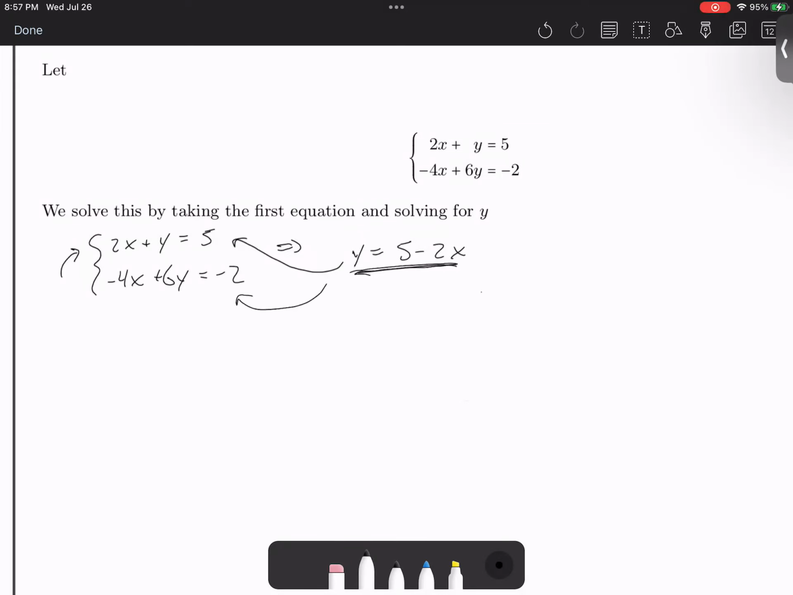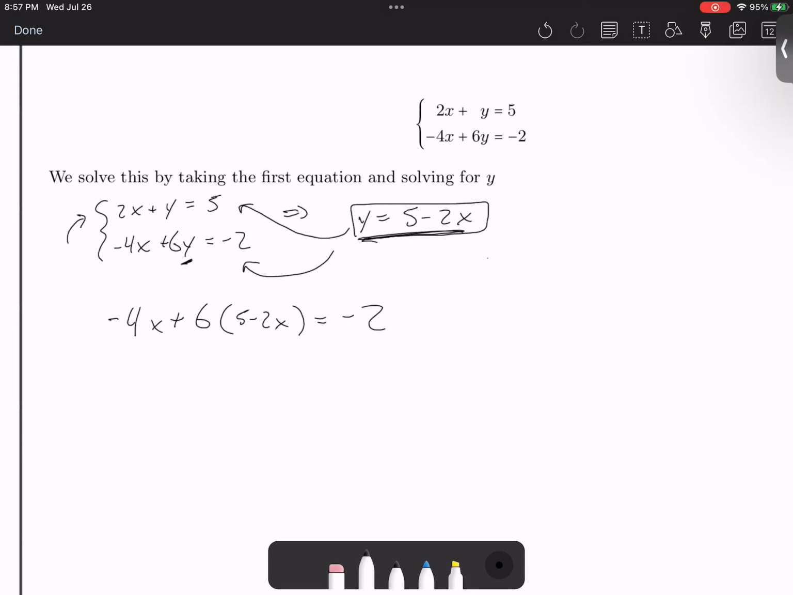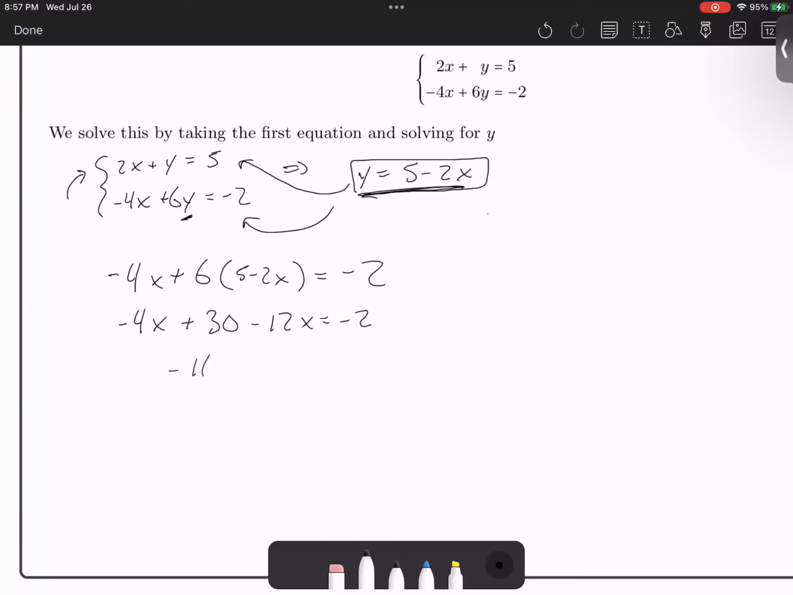So now that you know the first equation told you that y is 5 minus 2x, your second equation is where you're going to find new information. So let's replace this y with 5 minus 2x. Now I turned two equations with two unknowns into one equation with one unknown. We can solve this for x. Minus 4x plus 30 minus 12x is equal to minus 2. Minus 16x is equal to minus 32.